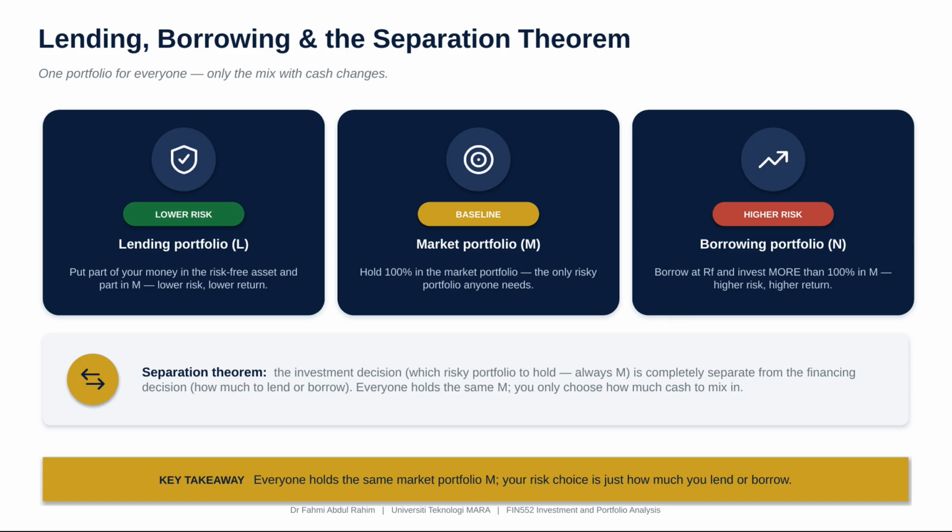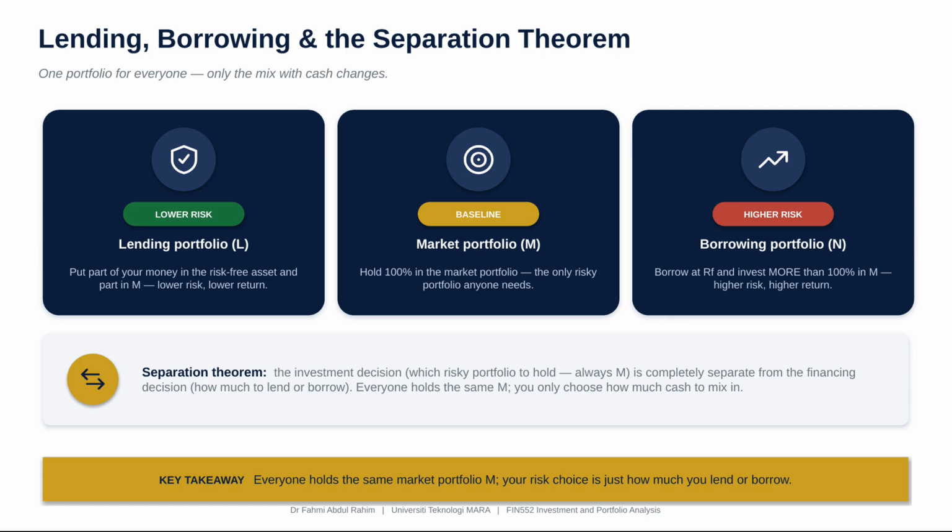To the right is a borrowing portfolio labeled N. Here you are so keen on returns that you actually borrow money at the risk-free rate and invest more than 100% of your own money in the market portfolio. This gives you higher risk and higher return. Now here is the elegant conclusion, the separation theorem, in the box at the bottom.